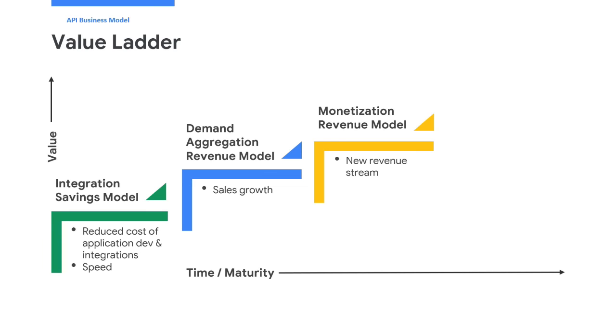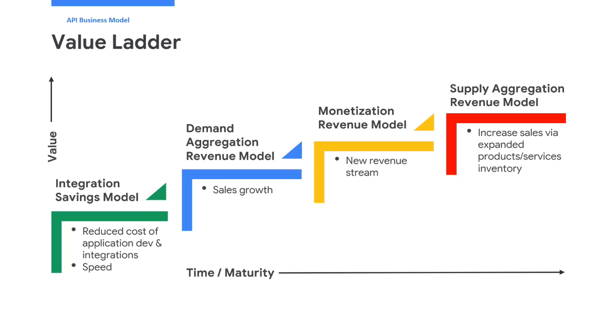After establishing a strong API portfolio and demonstrating external usage, organizations can explore the monetization revenue model. This allows organizations to charge third parties for API access, capitalizing on the value of the data, services, or technology to generate significant revenue. Finally, organizations can explore the supply aggregation revenue model, which connects them with third-party sellers offering complementary products or services. This model enhances the overall value proposition and fosters a thriving ecosystem, positioning the organization as a central player in a broader marketplace.